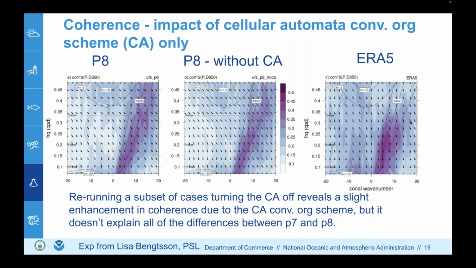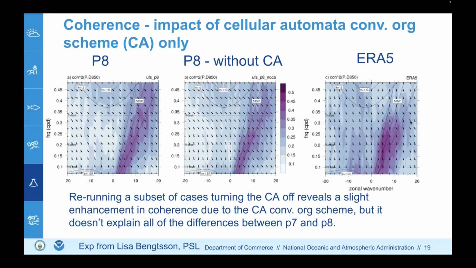Yeah, I could just mention that during this process, we looked at different specific physics updates between prototype 7 and prototype 8. One of them was the inclusion of the cellular automata convective organization scheme. So we reran a set of prototype 8, turning this CA off just to look at the impact on this coherence spectra. I think our conclusion was a bit inconclusive: it's a small enhancement in coherence, but perhaps at too high frequencies. I guess it doesn't explain all of the differences that Maria showed on the previous slide, going from prototype 7 to prototype 8.